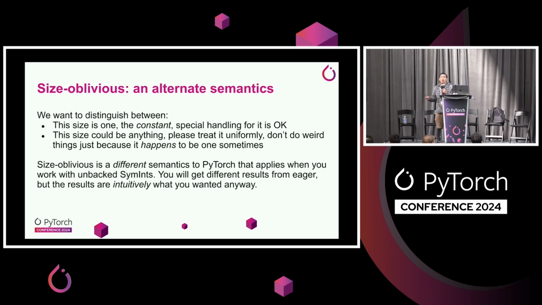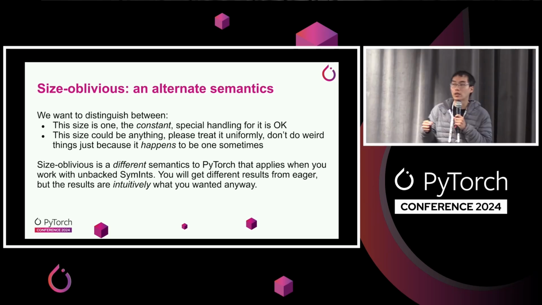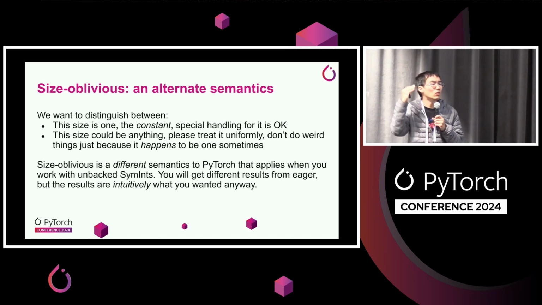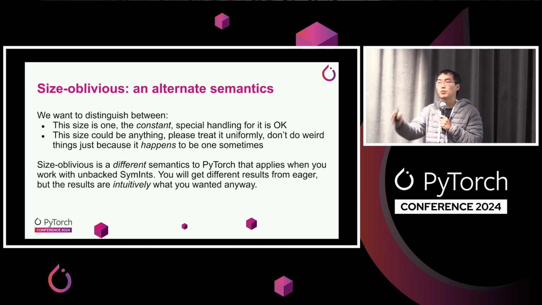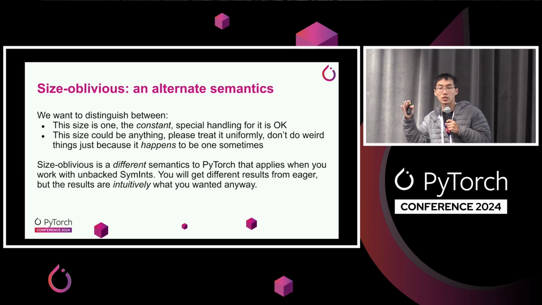So the whole point of this story is that there's something kind of strange going on here, right? There's a bunch of semantics in PyTorch where we do something a little strange when you have dynamic shapes, where intuitively you didn't want PyTorch to do something different just because the batch size happened to be 1, but there's really no way to distinguish between 1, the constant that I want to treat specially, and a dynamically sized variable that happens to be 1.